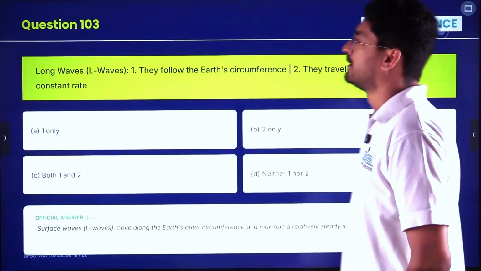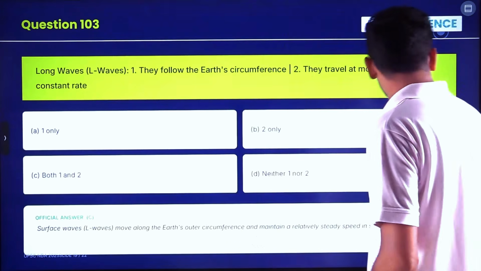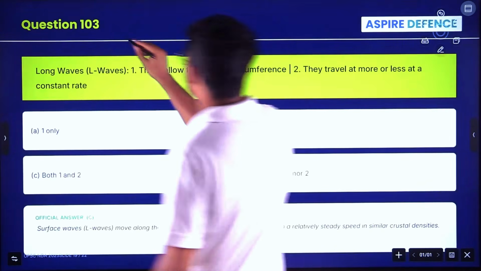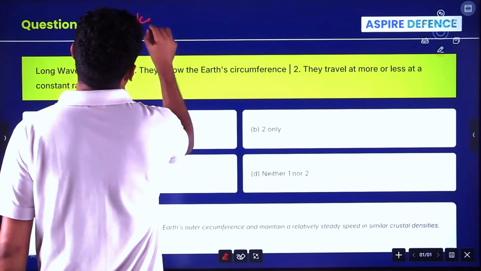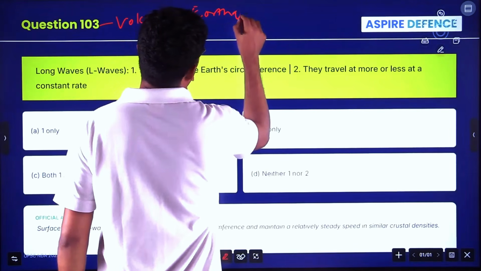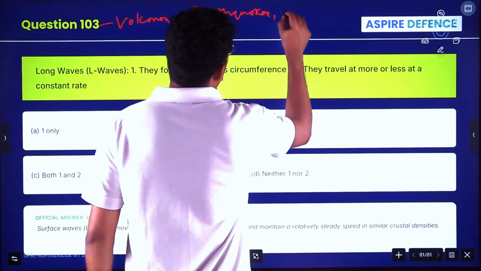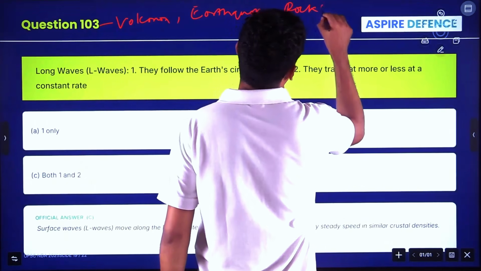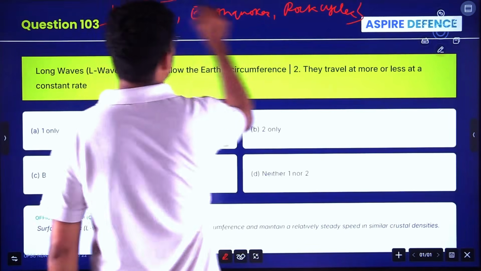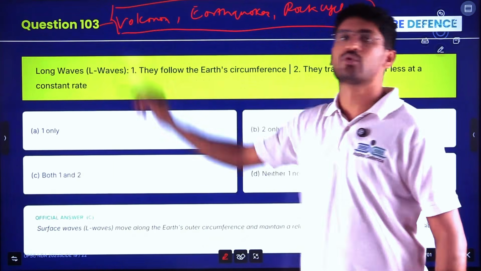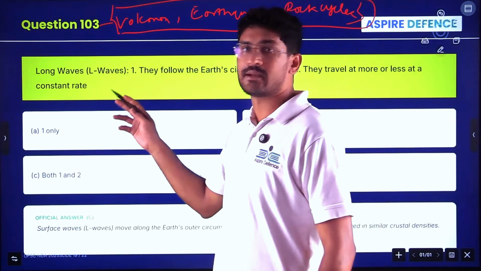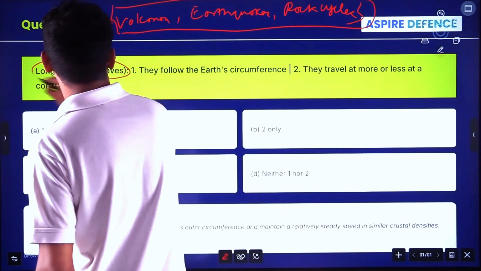Next. So, one of the important geomorphological or geographical topics are volcanism, volcanoes, earthquakes, rock cycle, rock formation and rock cycles. See, these are the important themes where 1 to 2 questions come every year in India examination. So here he has asked about L waves or long waves.